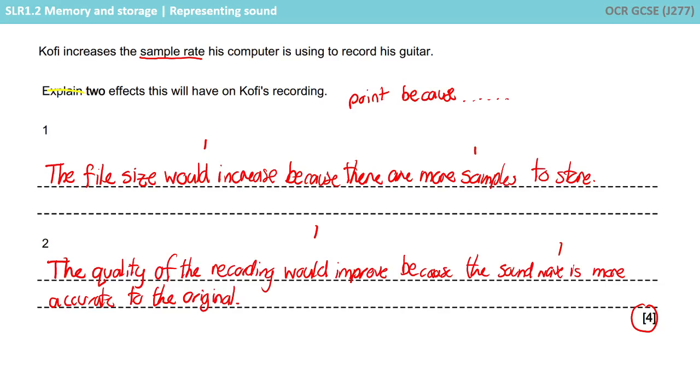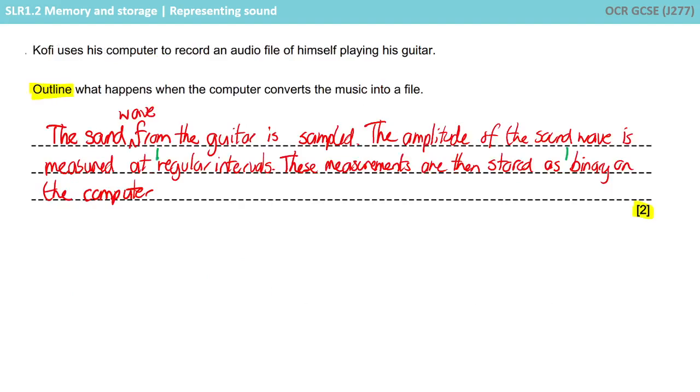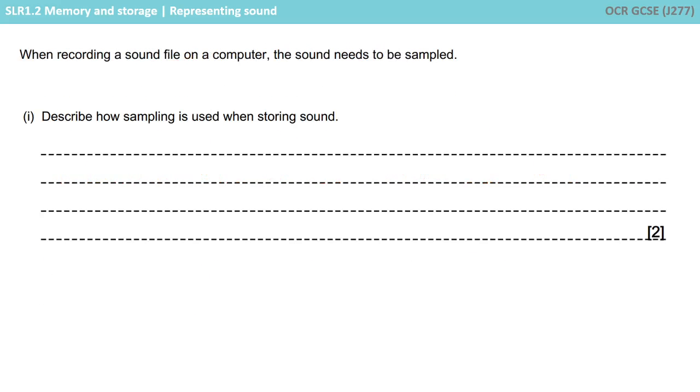I'm going to go through a few more questions. These are basically going to be very similar questions to ones we've done already, so feel free to stop the video if you're quite comfortable with it. But I'm just going to carry on if you want to see a few more examples. When recording a sound file on a computer, the sound needs to be sampled. Describe how sampling is used when storing sound. This is basically exactly the same as that first question, just without the word sampling. So describe how sampling is used; basically, describe what sampling is.